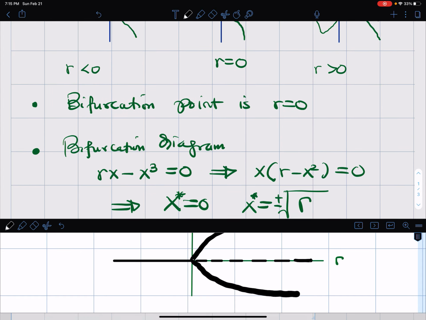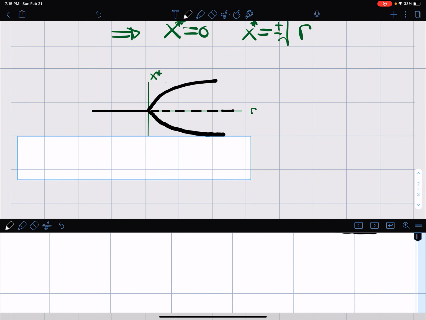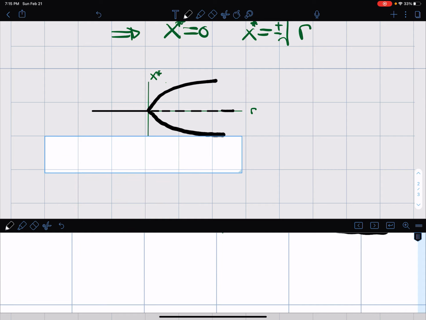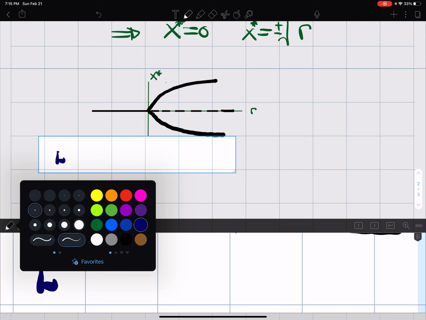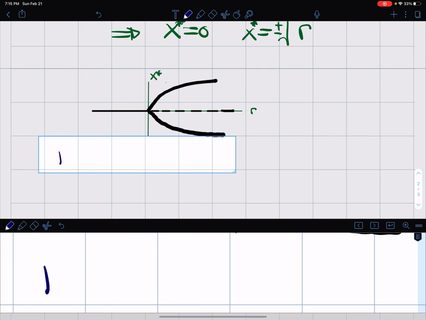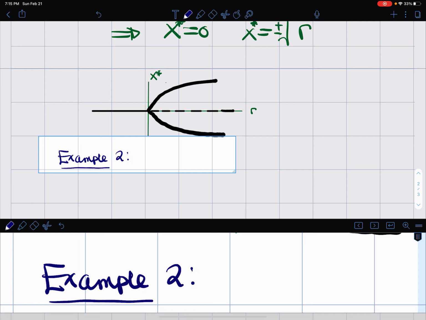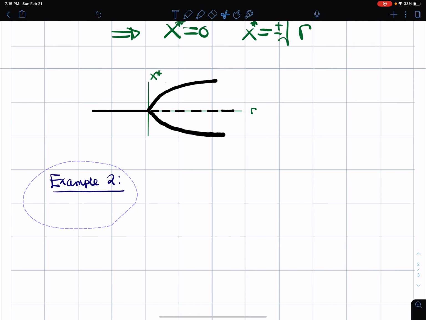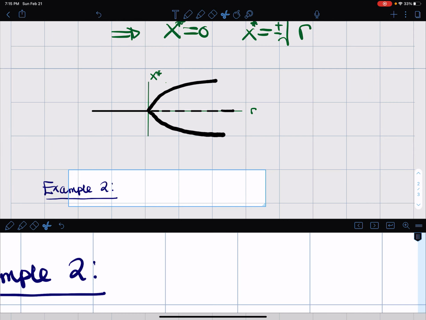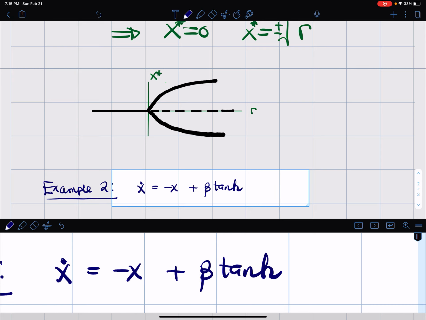All right, so that's example 1. I would like you to try this next example by yourself. Example 2. I want you to discuss the bifurcation of x dot equals negative x plus beta hyperbolic tangent of x.